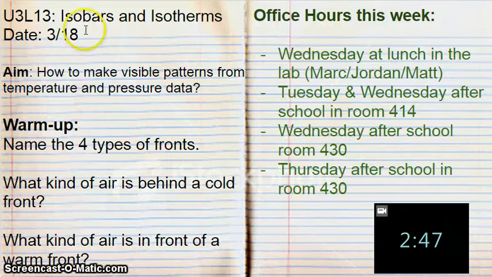Okay, so this lesson is about isobars and isotherms. So we're talking about how we are going to make visible patterns from temperature and pressure data. Right now in your notebook you should make sure to copy the title, the date, today's aim, and answer the 3 questions of the warm-up: the 4 types of fronts, what kind of air is behind a cold front, and what kind of air is in front of a warm front.